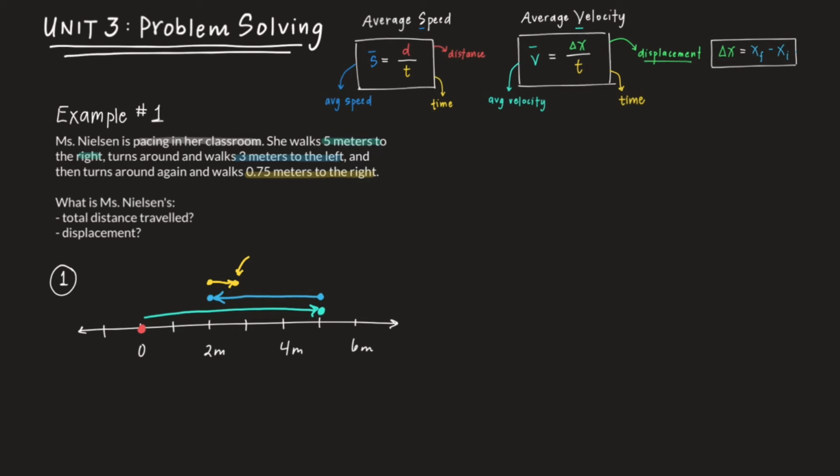That point is, well, 2 meters plus 0.75 is going to be 2.75 meters. Now I just got that from my drawing. So I got a lot of information from my drawing. So what am I given really?